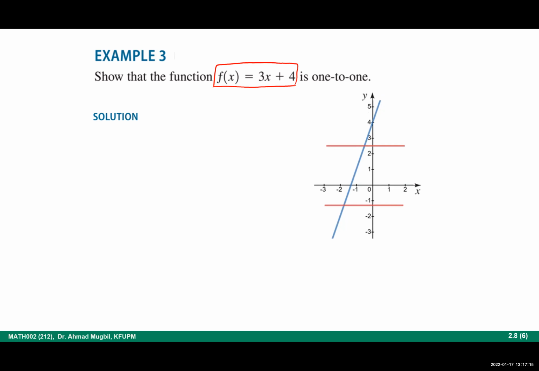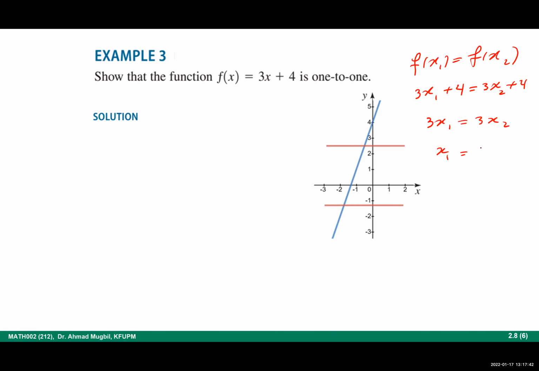You can show it algebraically for people who like algebra more than geometry. How? You can start with the same idea: f of x1 equals f of x2, for any x1 and x2 in general. Then this means that 3x1 plus 4 equals 3x2 plus 4. Of course, you can subtract 4 from both sides and you will get 3x1 equals 3x2. Then divide both sides by 3, and you show that x1 also equals x2. But of course, geometrically it's easier.